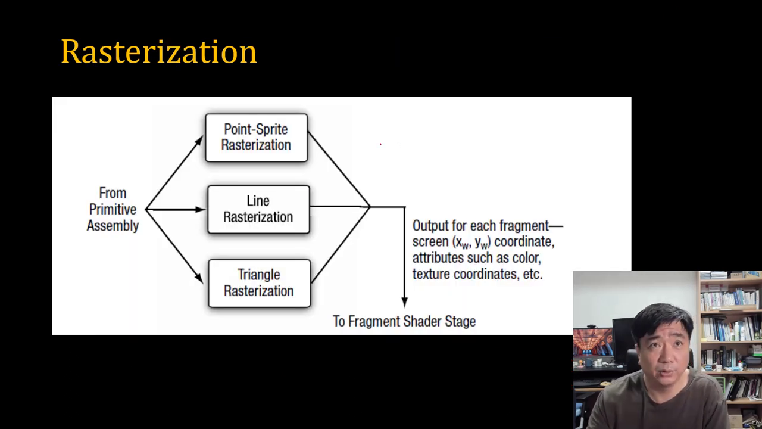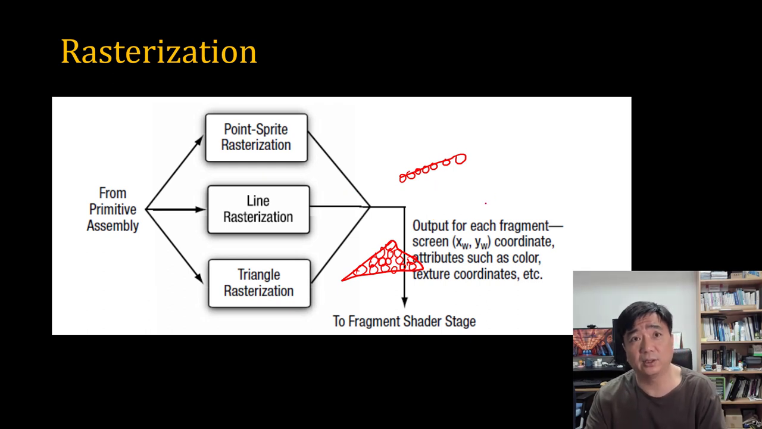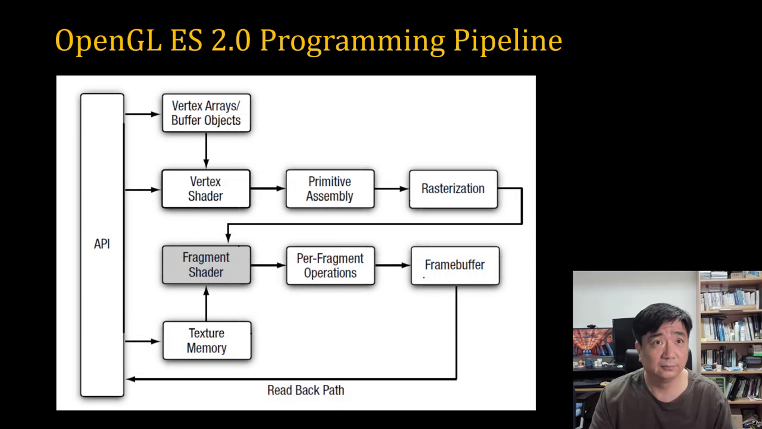And then in rasterization, a point will be changed into a point fragment, and a line segment will be changed into line pixels, like this. And then a triangle will be changed into the fragments of a triangle, the collection of pixels. It is already changed into screen coordinates. The pixel position will be changed into scaled screen coordinates, and then it will be sent to the fragment shader. We came here, the fragment shader.